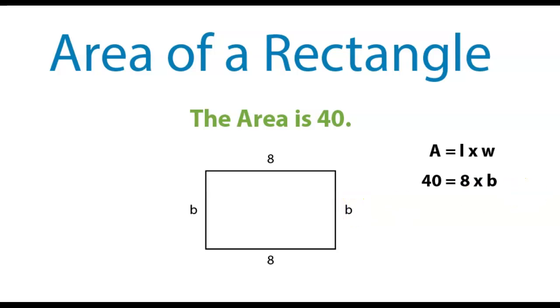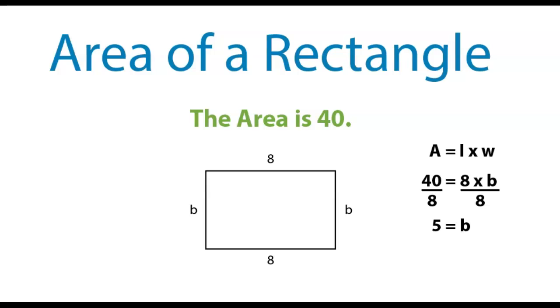From there, if you don't remember your basic equations, now is the time to tell your instructor because it is time to get that skill super solid for you. We are going to divide both sides by 8, and then we get our final answer. B equals 5, right?